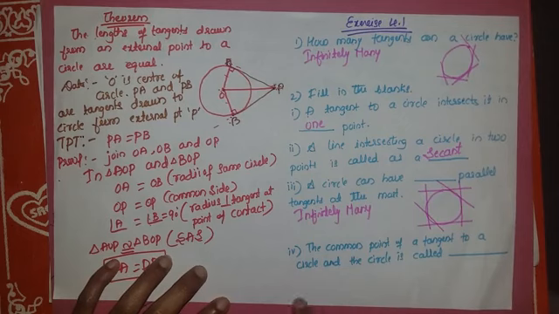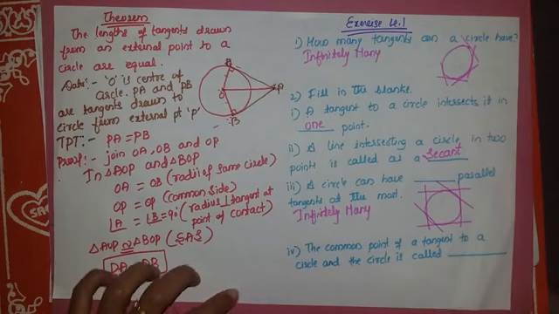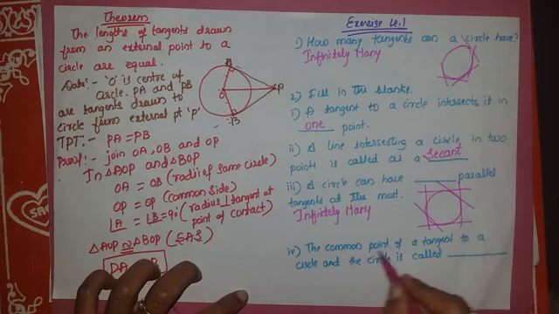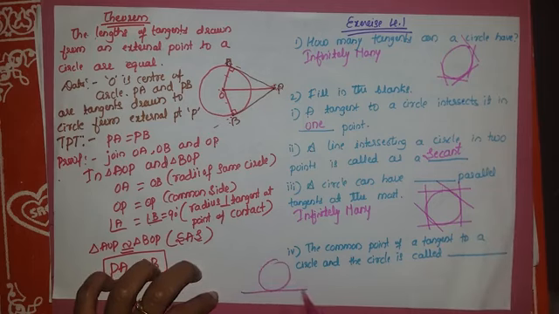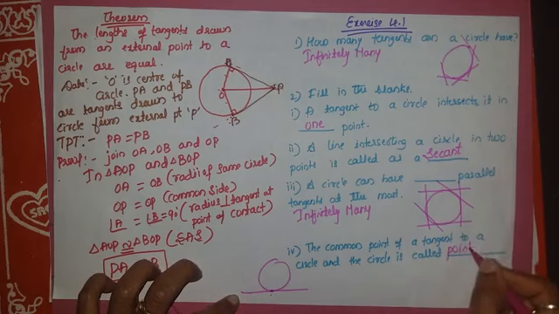Next, fourth question: the common point of a tangent to a circle and the circle is called the dash. If you take this is a tangent, the common point to a circle and tangent, this is common. This point we call the point of contact.